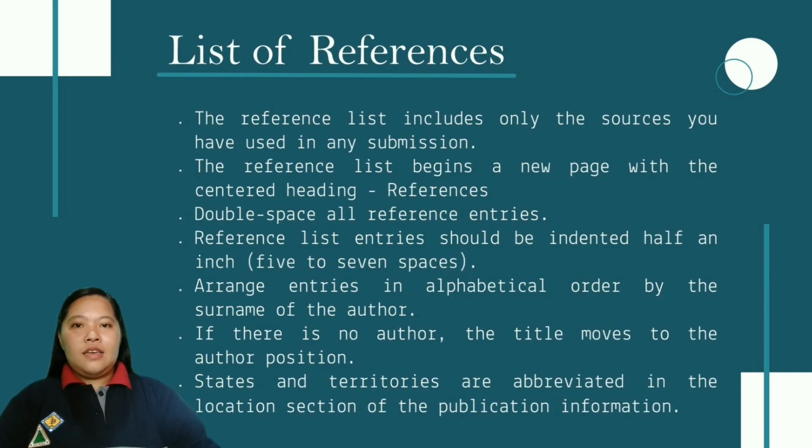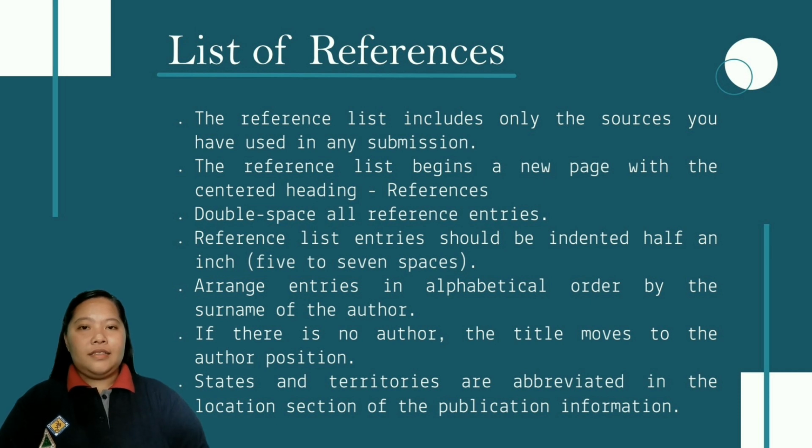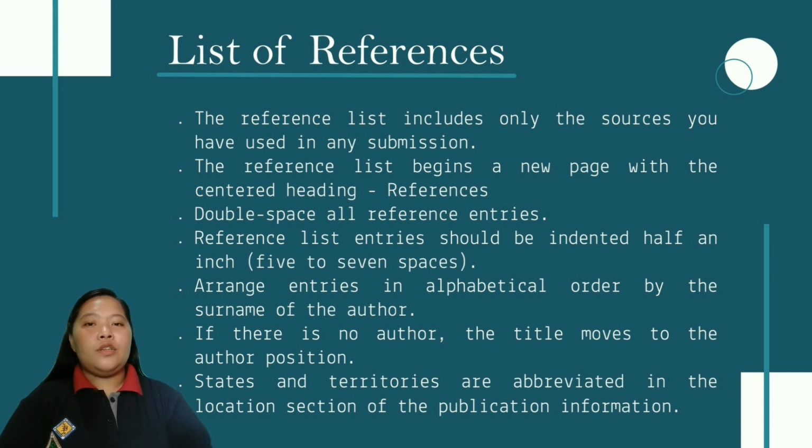List of references. The reference list includes only the sources you have used in any submission. The reference list begins on a new page with a centered heading, References. Double space all the reference list, and each entry should be indented half an inch or 5 to 7 spaces on the second and subsequent lines. Arrange the entries in alphabetical order by the surname of the author. If there is no author, the title will move into the author's position.